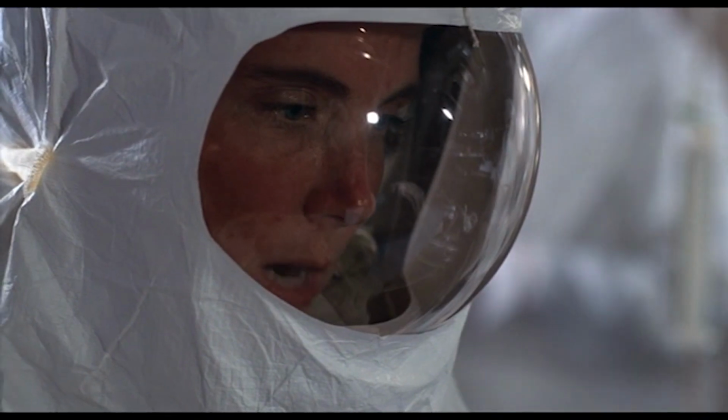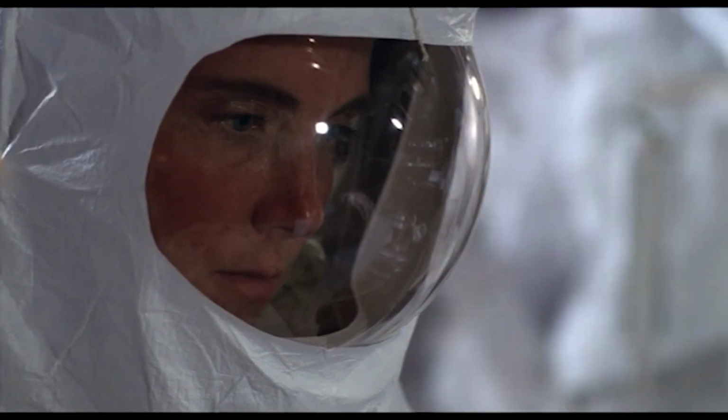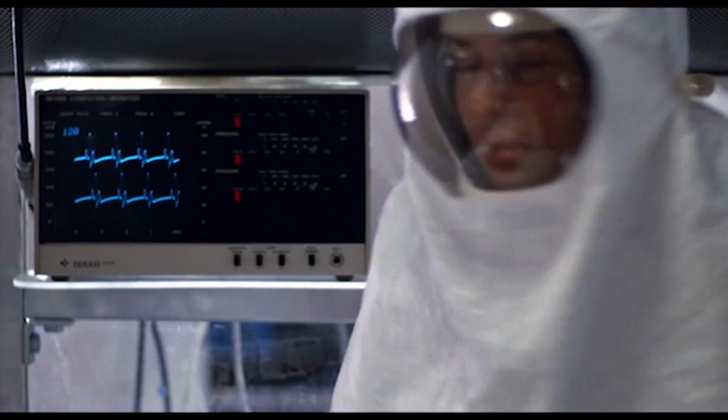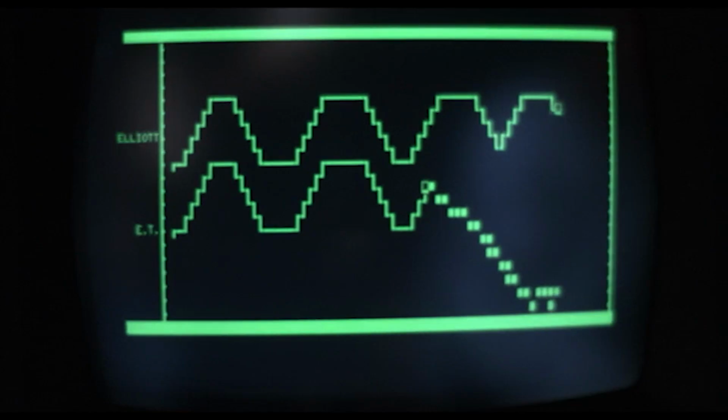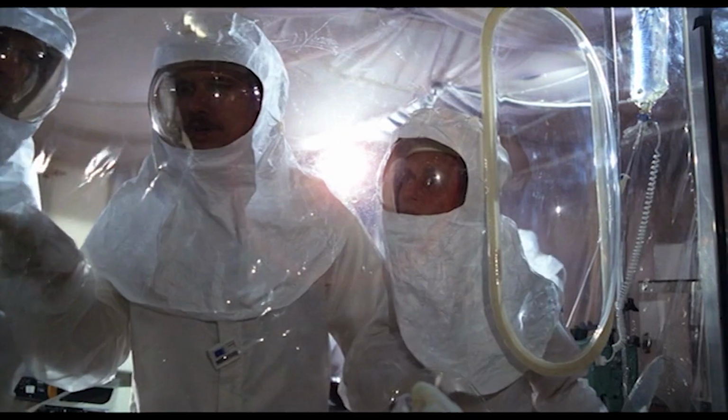Creature's pressure is bottoming out. His complexes are slow and widening. How's the boy? He's converting back to normal sinus rhythm. They're separating. Yes, boy and creature are definitely separating.